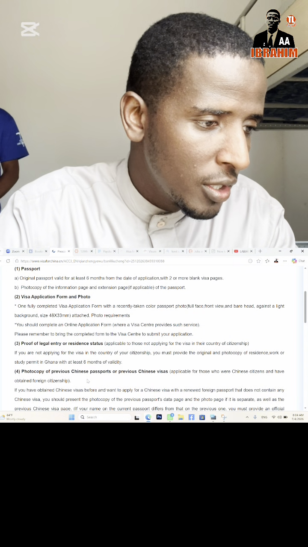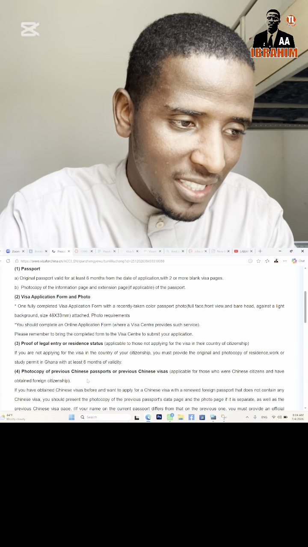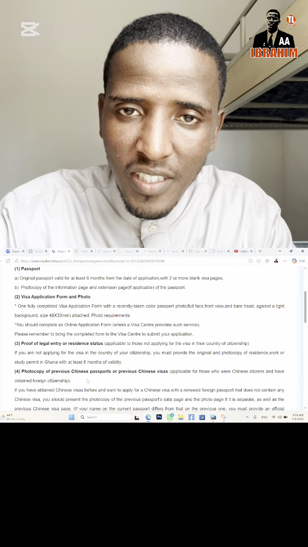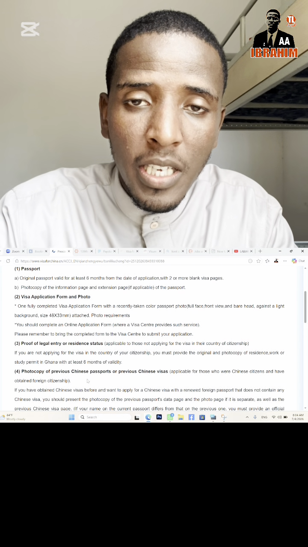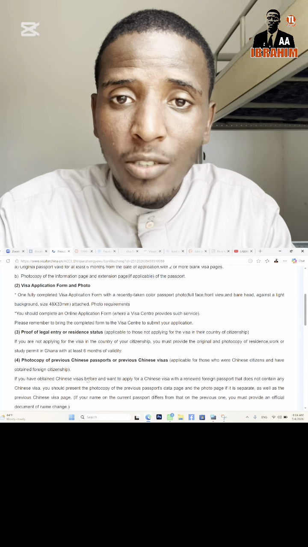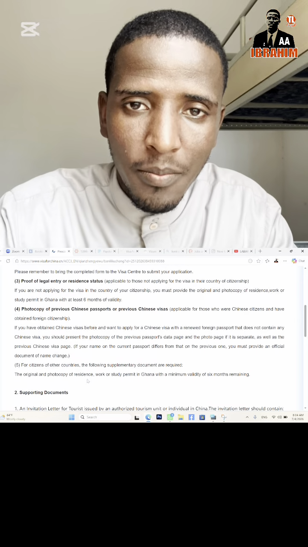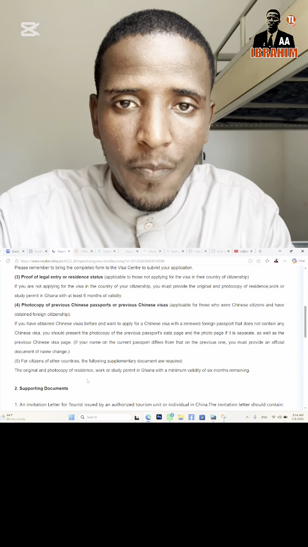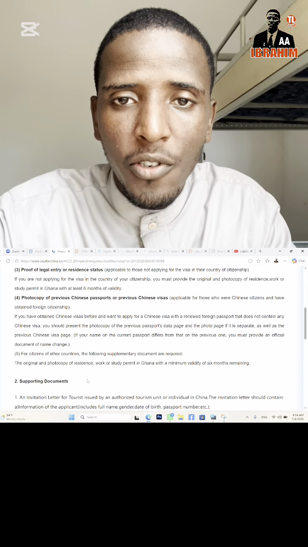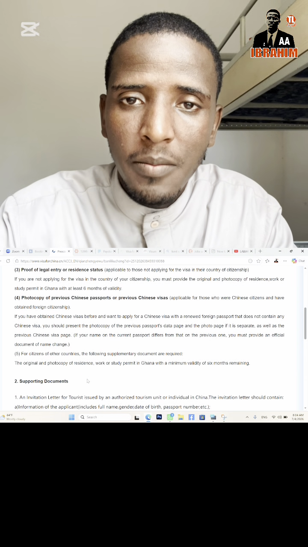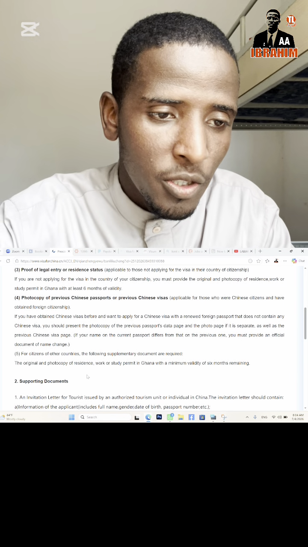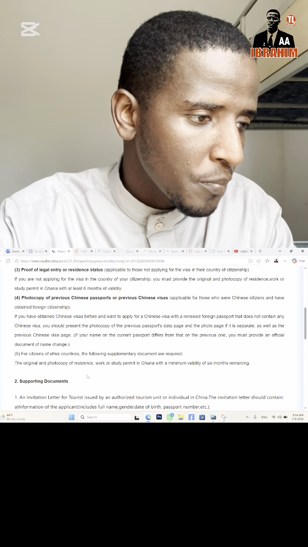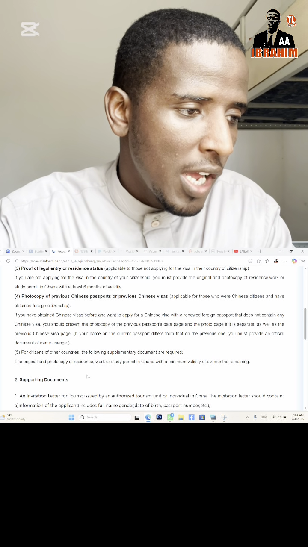Number 4, a photocopy of previous Chinese passport or previous Chinese visas. This one too, if maybe you are Chinese citizen and you are also a Ghanaian citizen, then provide your Chinese passport. Or you visited China before, you have a Chinese visa, then print that one, photocopy that page of your passport, then you bring it alongside the application.